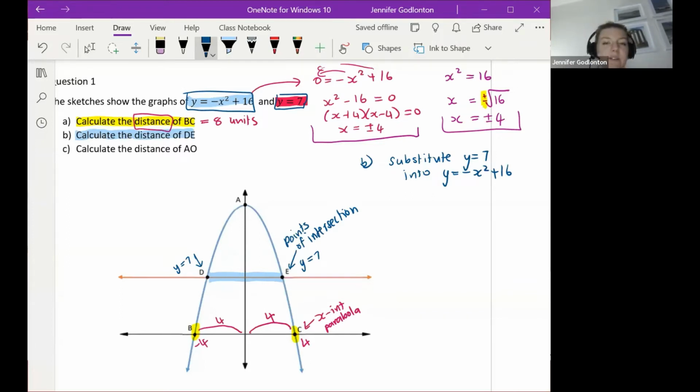So we're subbing it in. Whenever we have a point of intersection, we're saying that they're equal to each other, right? In this case, we're saying that this graph is equal to this graph, which means our y values are the same as each other. So we're saying 7 is equal to negative x squared plus 6. All we're saying is at that point, the straight line is equal to our parabola. We're saying they're the same. We're equating them.